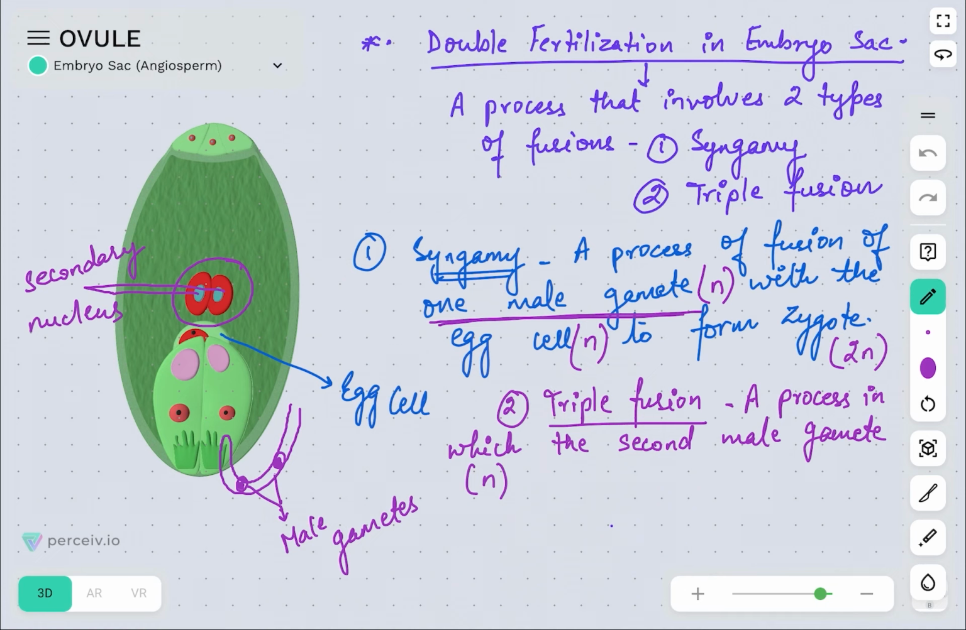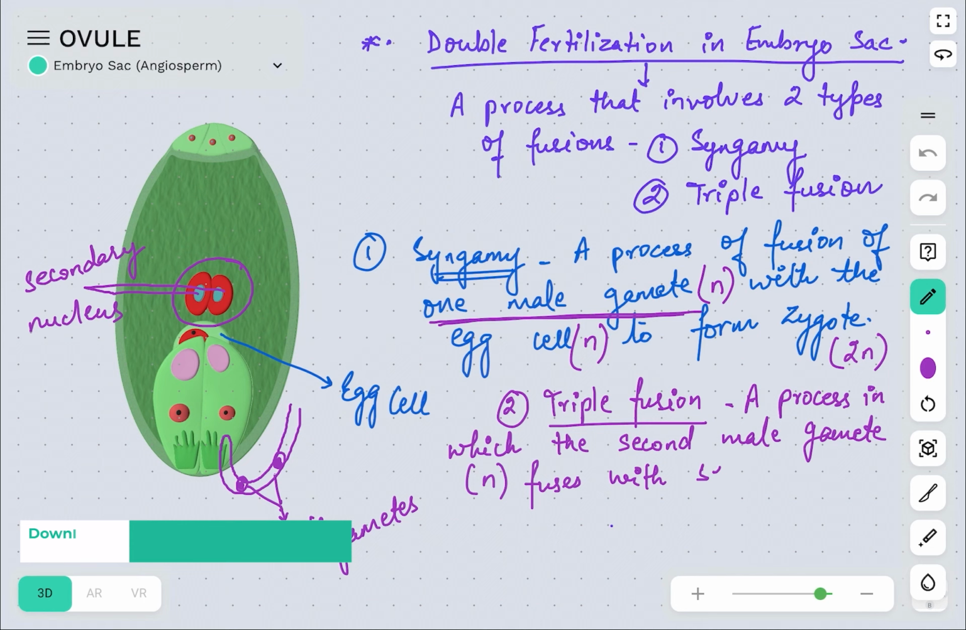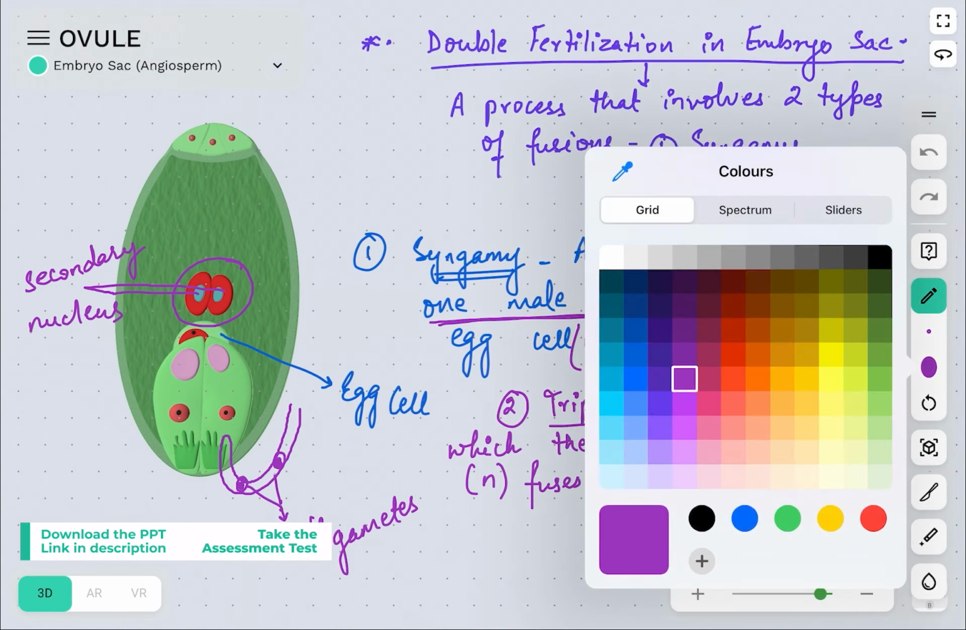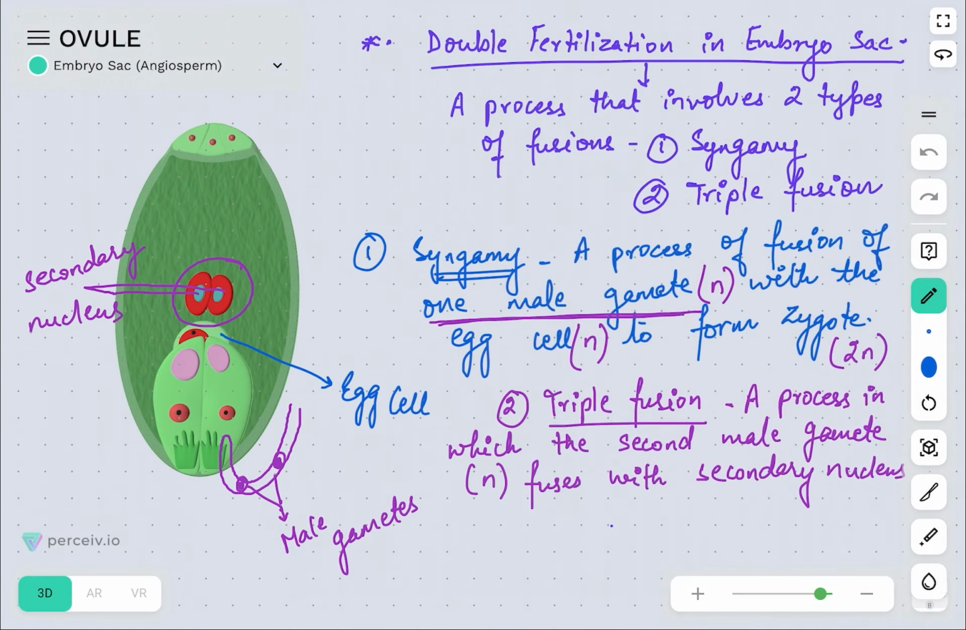This second male gamete is also haploid. Second male gamete fuses with secondary nucleus. The one thing which is important to note over here is that you can see this point very clearly, that the secondary nucleus is already diploid. The secondary nucleus here is already diploid. Why? Because it already has two nuclei inside one cell. So since it is already diploid, this is 2n.